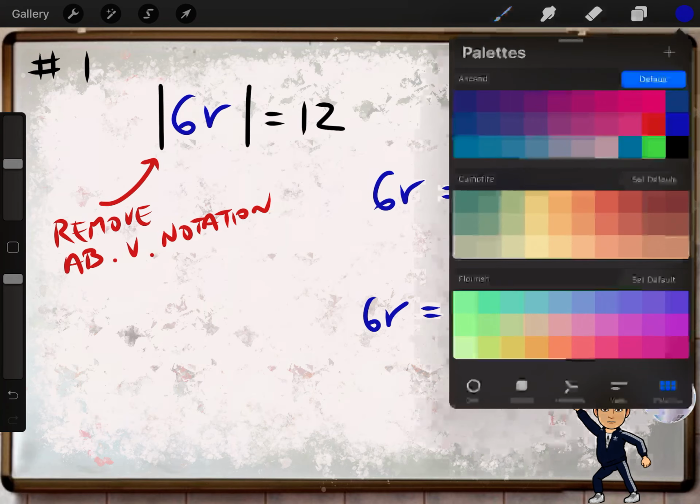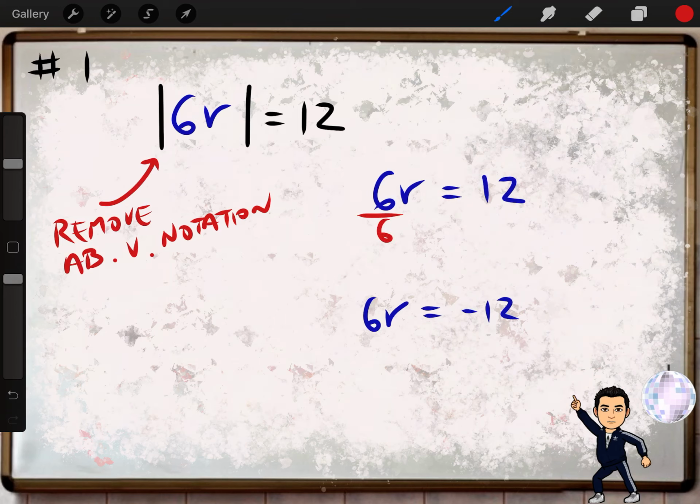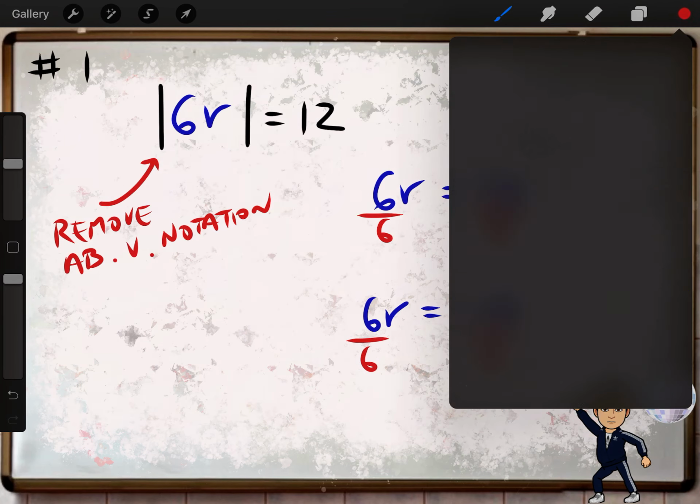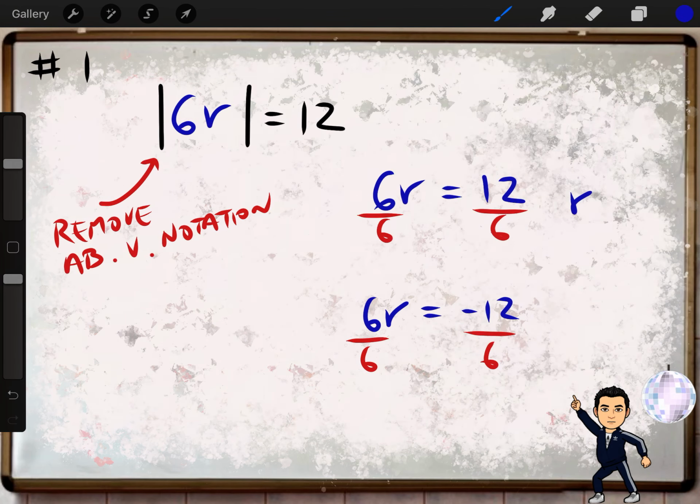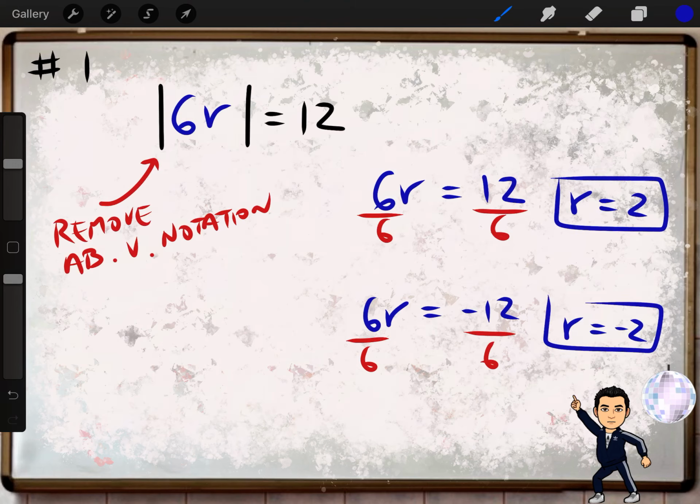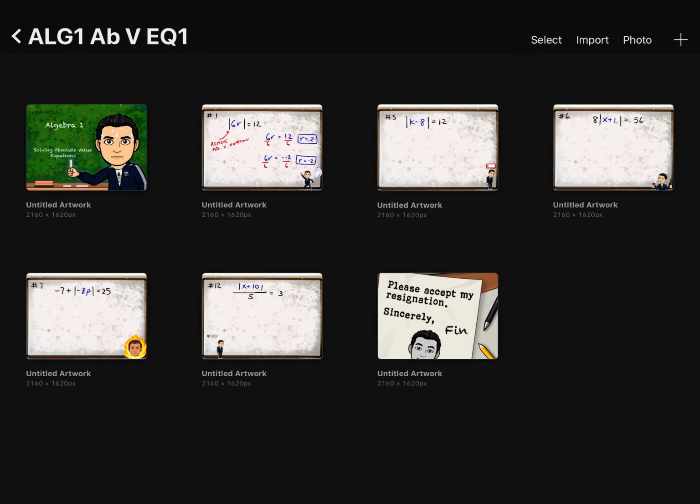So the next thing you want to do is divide by 6 on both sides on the first equation, and do the same thing on the second equation. And you'll get r is equal to positive 2, or r equals negative 2. You're going to get two solutions. Okay, so let's look at the next question.